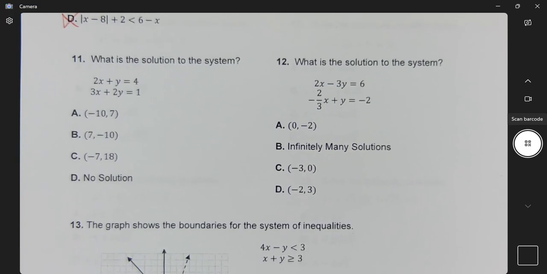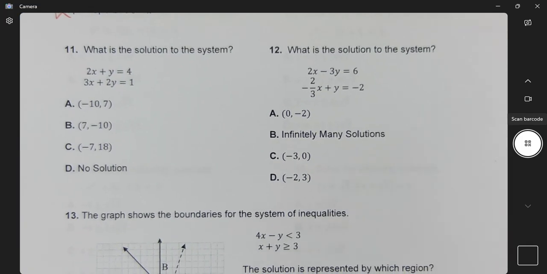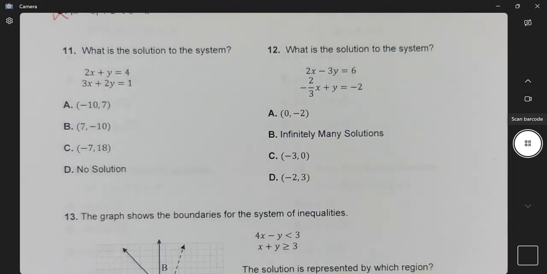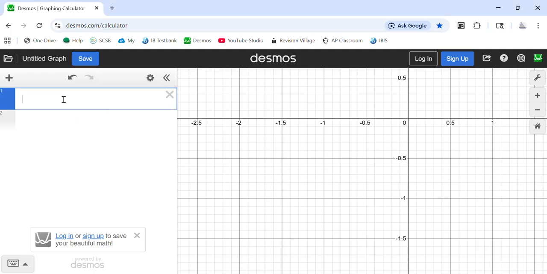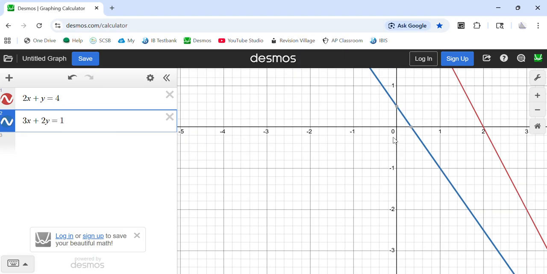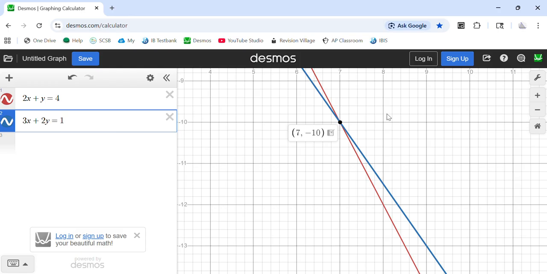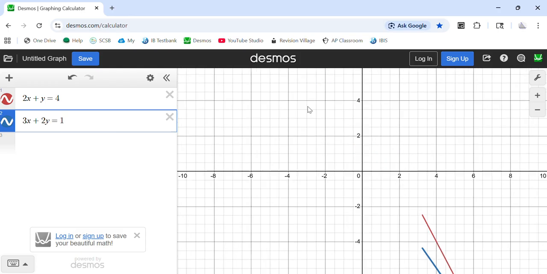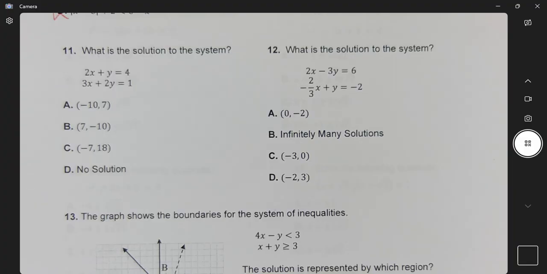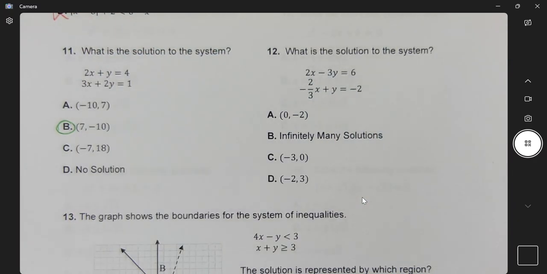What is the solution to the system? Your options are work hard and do the algebra, or go to Desmos and type it and see what you get. So I'm going to go to Desmos, and I'm going to type it and see what I get. This first one says 2x plus y equals 4. And the second one says 3x plus 2y equals 1. And zoom out. Looks to me like the answer is down here somewhere. Click, click, 7, negative 10. Go back to home. 7, negative 10 is answer B. There it is.